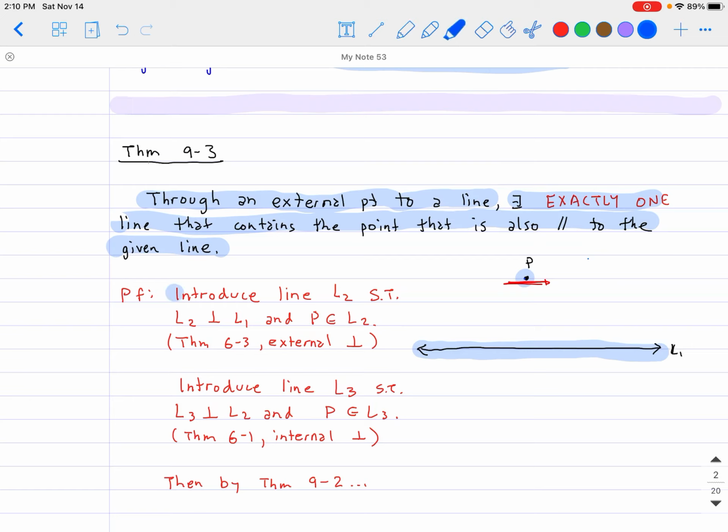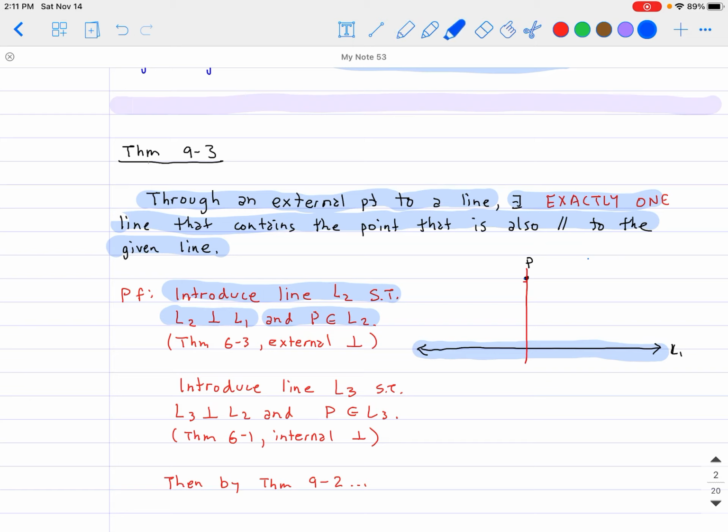We're going to go ahead and first say, let's introduce a line that is going to be called L2, such that L2 is perpendicular to L1 and contains the point P as a result. So going to the picture on my right hand side, let me just go ahead and erase that quote unquote parallel line. Let me just go ahead and draw that line that we just introduced. That's going to be this one over here.